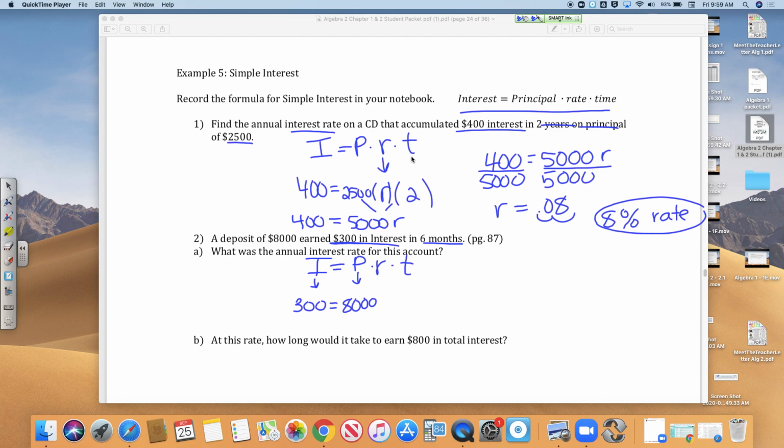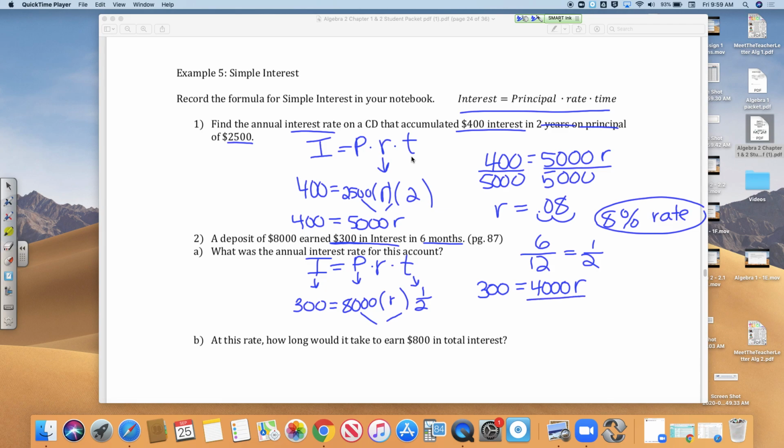They give us the time, 6 months. Unfortunately, time always has to be represented in years, so I'm not going to put a 6 here. That would be wrong. Instead of putting 6, which would represent 6 years, I'm going to put 1/2, because 6 months out of 12 months in a year is equal to 1/2 of a year. So I have 8,000 times R times 1/2. And now I'm going to solve for R. Simplifying this equation, 8,000 times 1/2 is 4,000. So I have 300 equals 4,000 times R.